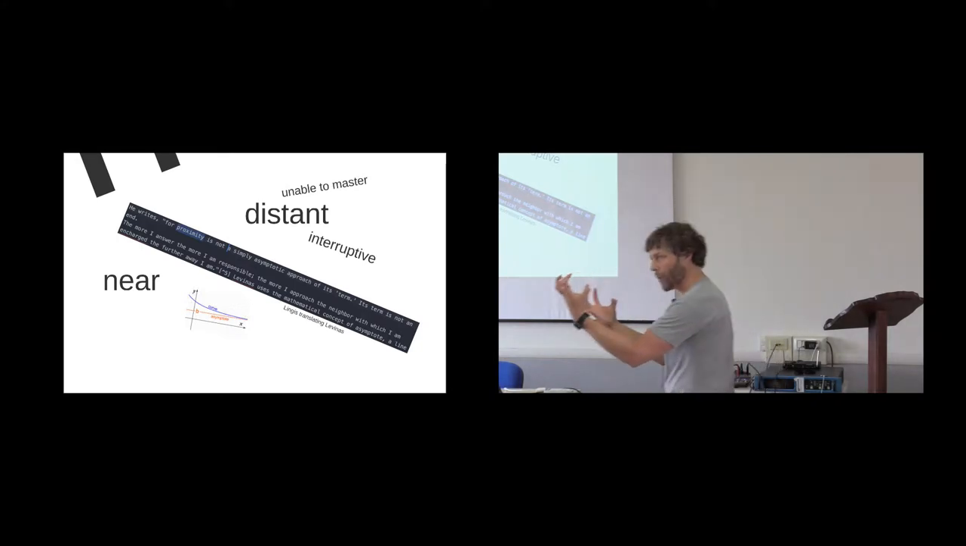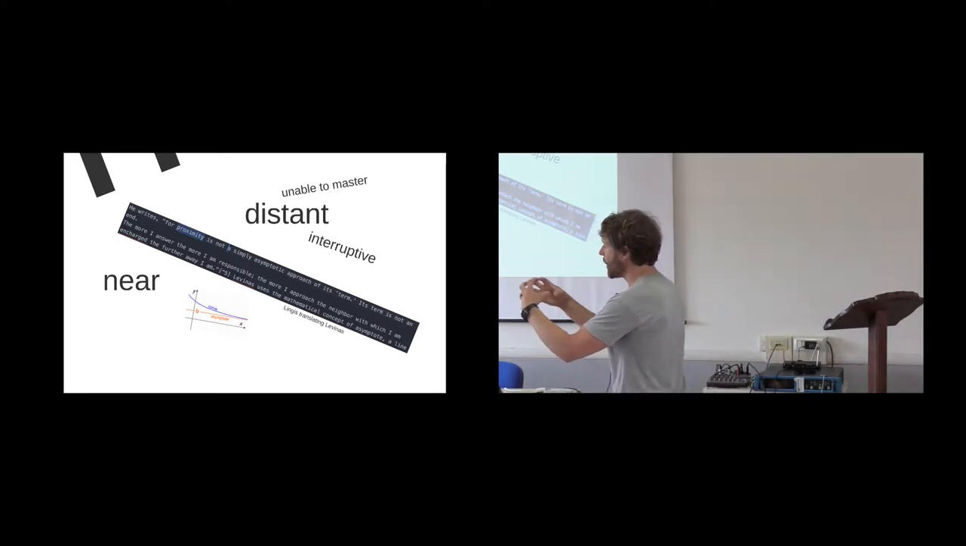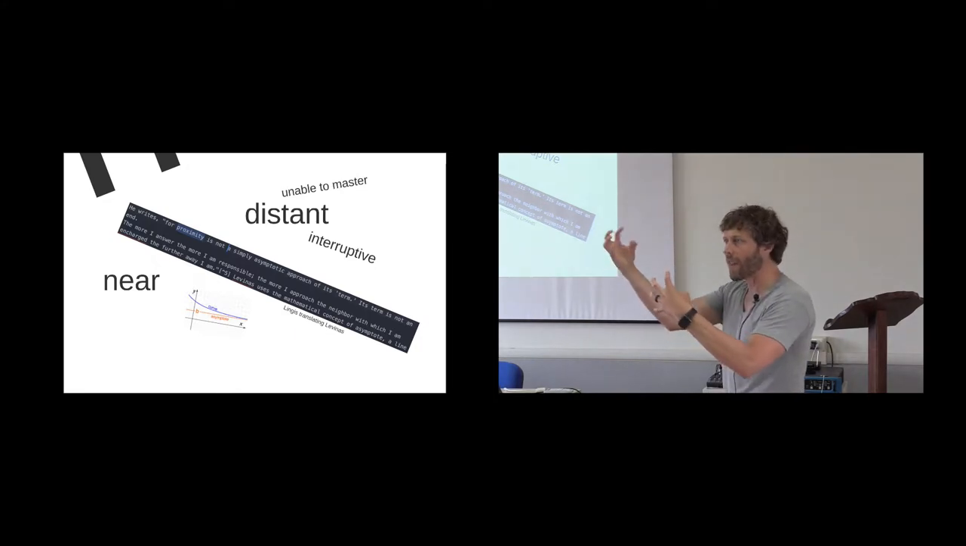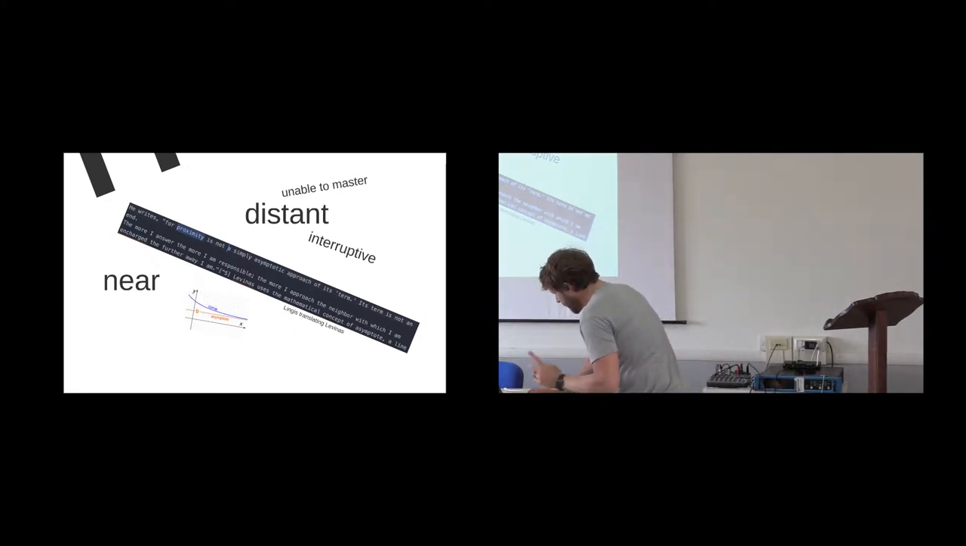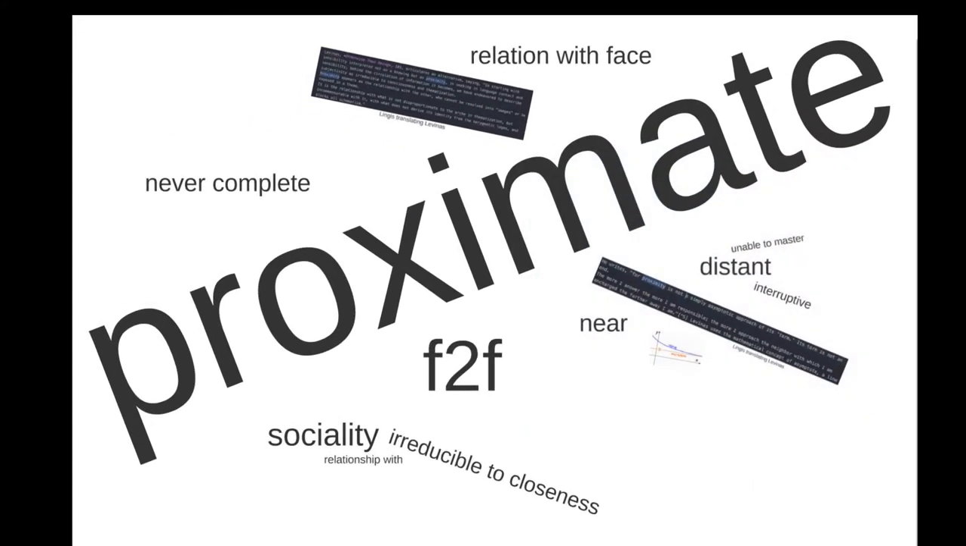It's demanding that we're in a relationship of some sort, but not a relationship that collapses one thing into another. That keeps this distance. So that's proximity. The quick way I say that is sociality irreducible to closeness, spatial or temporal closeness, or things like that. And I think proximity is another way to say face-to-face. So when I think of face-to-face, I'm thinking proximity.